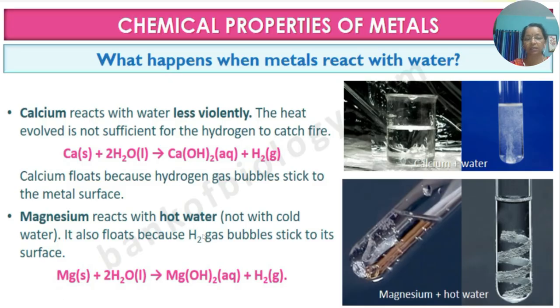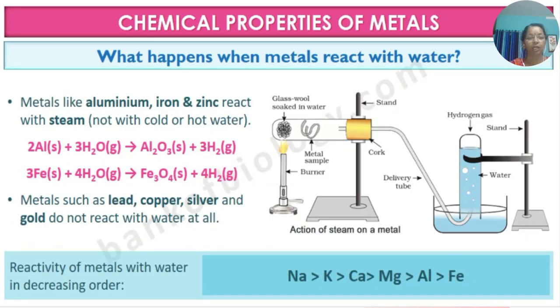You can see that the vigorous nature is coming down, or the reactivity is decreasing. Sodium and potassium react highly vigorously. With calcium it is less violent. With magnesium it will not react with cold water, but with hot water it forms bubbles and floats on water. The gas bubbles stick to the metal and make the magnesium float on hot water. Now coming to the next elements: aluminum, iron, and zinc.